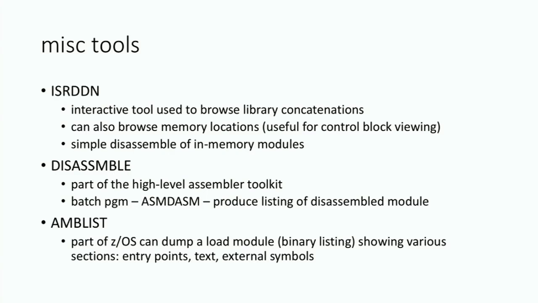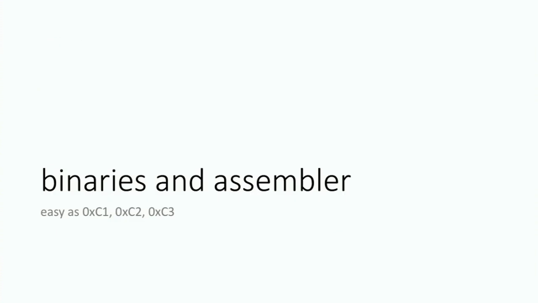So, miscellaneous tools. These are things that we find on pen tests on systems that are part of the operating system that can be useful in a pinch. Some of them are really useful. ISRDDN is kind of a handy Swiss Army knife. It lets you look at the concatenations of datasets. You can also browse memory, so you can actually browse your address space with this, which we'll show later, which is pretty handy. DISASSEMBLE is a disassembler, not shockingly. And AMBLIST is kind of like objdump that you might use on Linux, to basically show you entry points and external symbols and that sort of stuff from a binary.